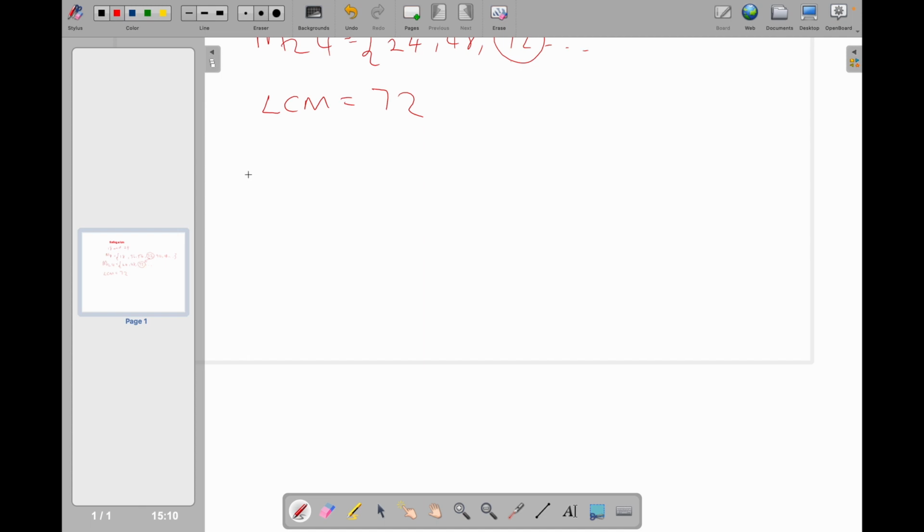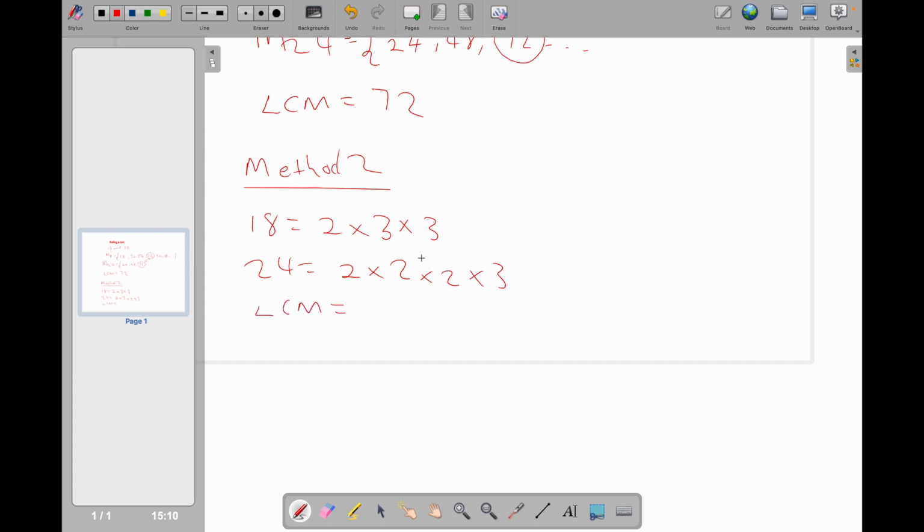Okay, let's go to the second method. The second method is the same. Method 2. We have 18 equals 2 by 3 by 3, and 24 equals 2 by 2 by 2 by 3. But now, because we are looking for the lowest common multiple, before, when we were looking for the highest common factor, we just took one number that is common. But now we take all the numbers we have.